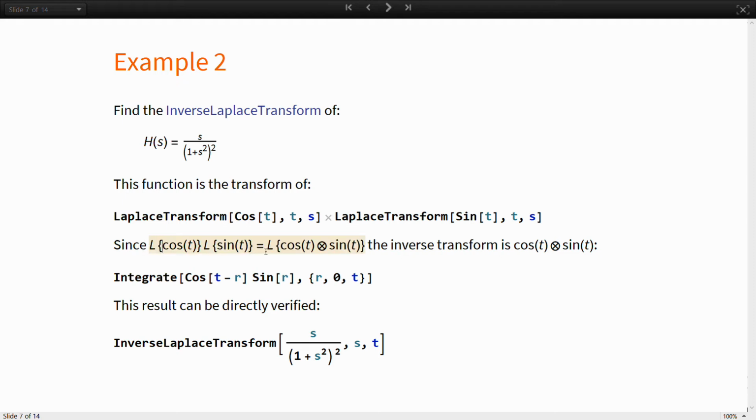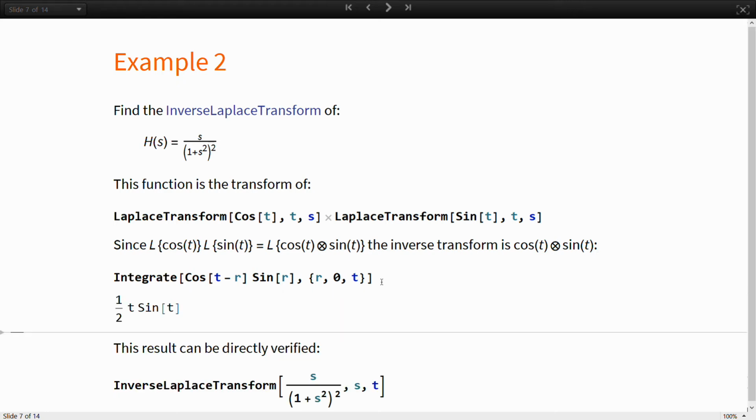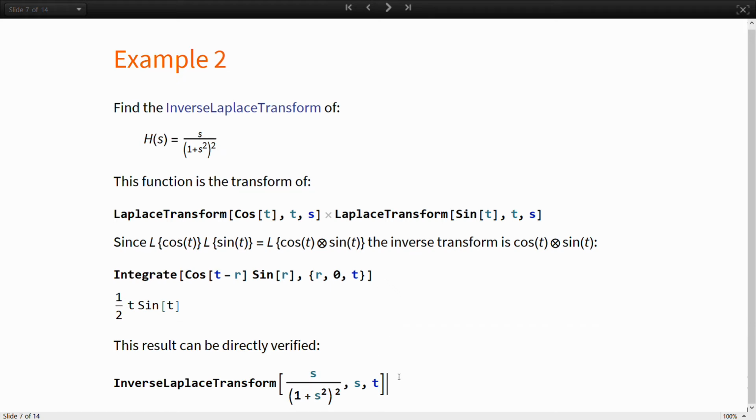can take the inverse Laplace transform of the right-hand side to conclude that the inverse transform is equal to the convolution of cosine of t and sine of t. Calculating this convolution gives the inverse transform of the function. We can confirm this result by calculating the inverse transform with the Wolfram language inverse Laplace transform function.